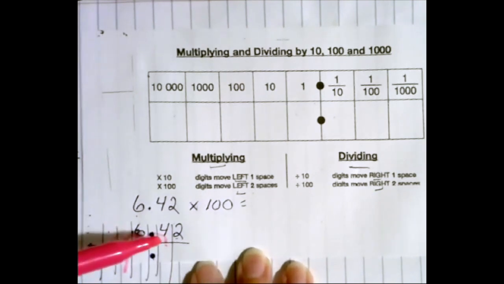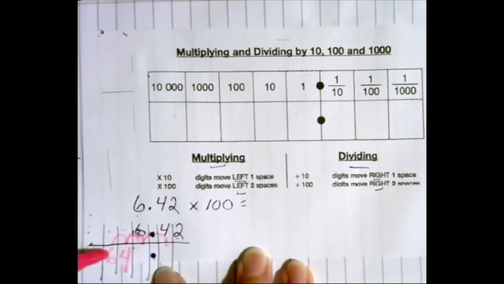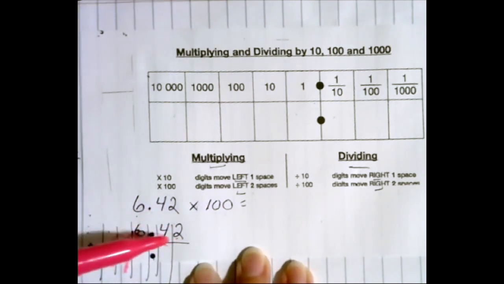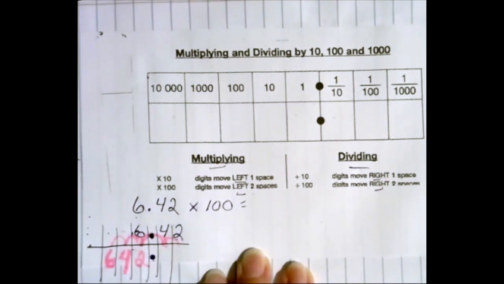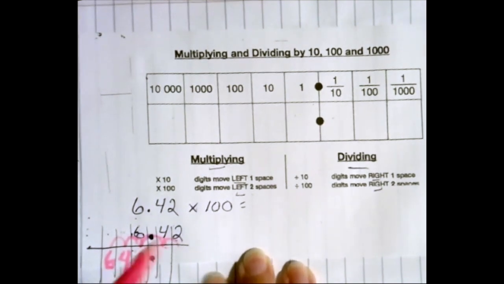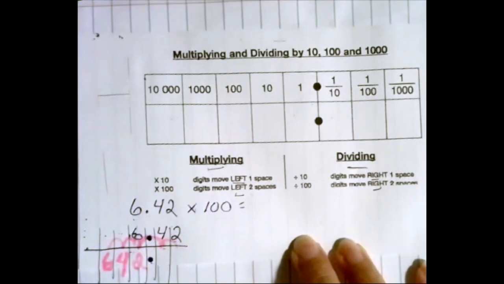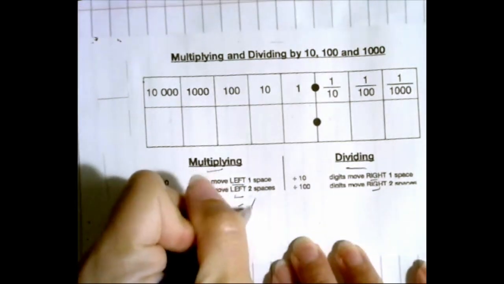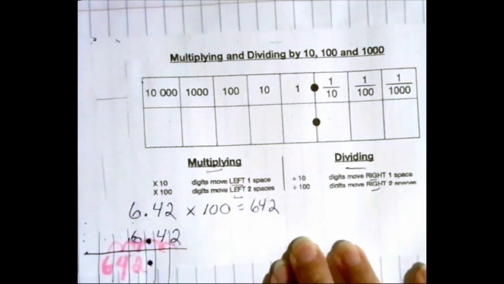All right, and then finally we're going to take this, make this a little bit darker. We're going to take this 2 that's in the hundredths place, and we're going to move it 2 times to the left. So we're going to move it to the tenths and then to the ones. So 6.42 times 100 is 642. So now that I have my answer, I can go right equals 642.